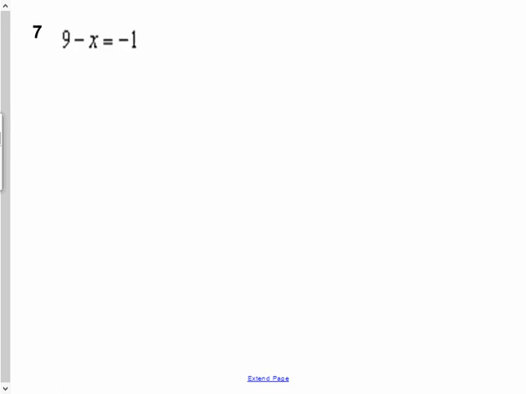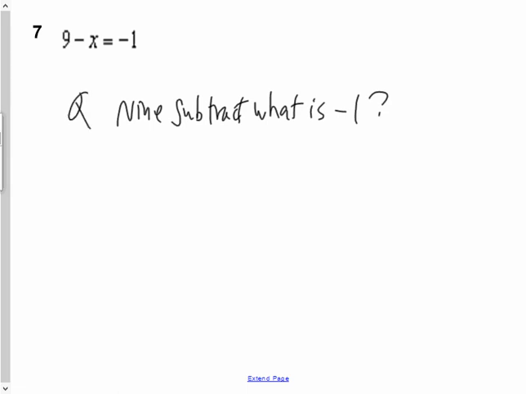In question 7, 9 subtract what number is negative 1? That's your question. And the answer, well, 9 take away 8 is 1. 9 take away 9 is 0. And 9 take away 10 is negative 1. So the answer is x equals 10.